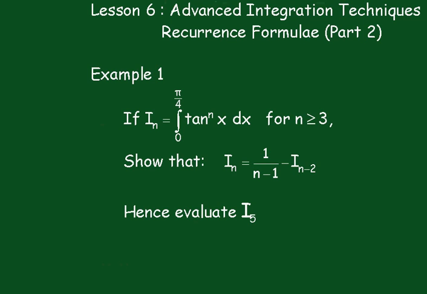Lesson 6, Advanced Integration Techniques, Recurrence Formulae, Part 2. Example 1. If In equals the integral between pi upon 4 and naught of tan^n x dx for n greater than or equal to 3, show that In equals 1 over n minus 1 minus In minus 2. Hence evaluate I5.